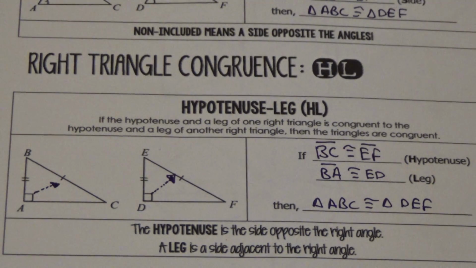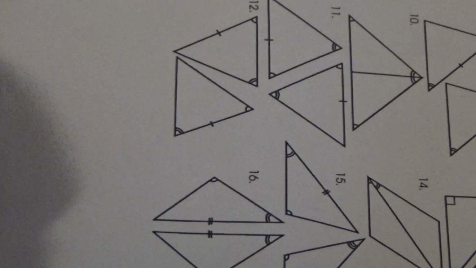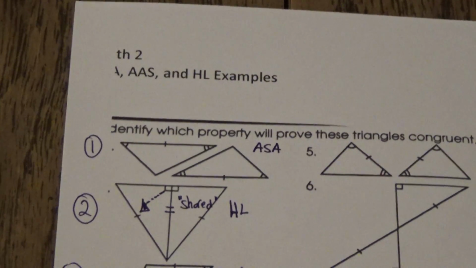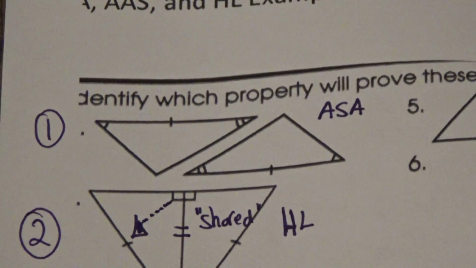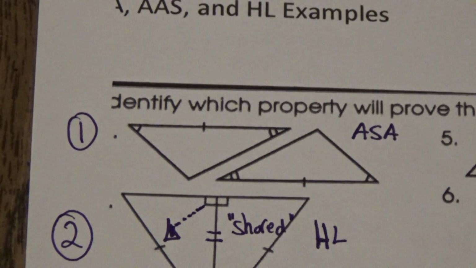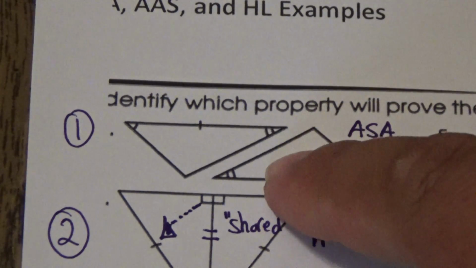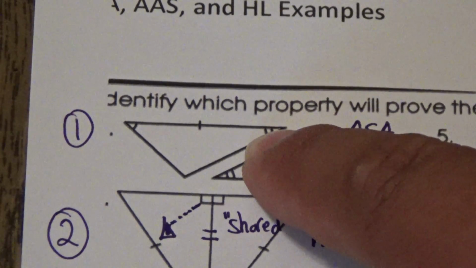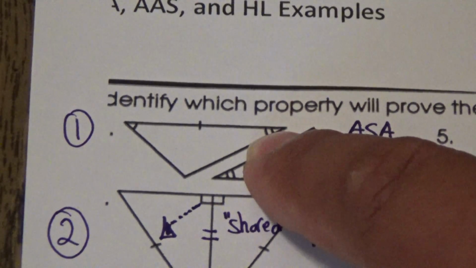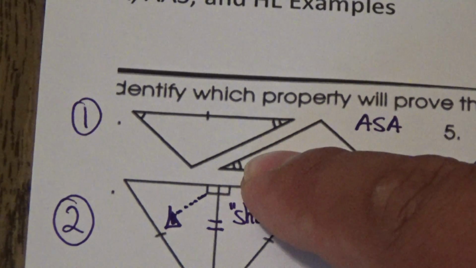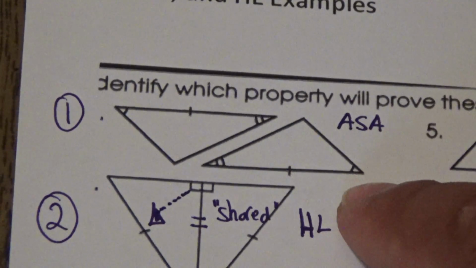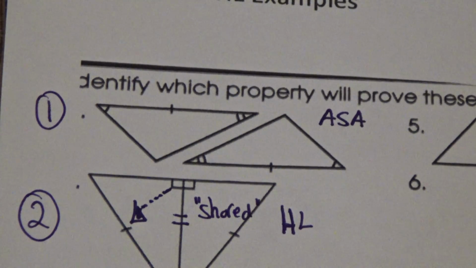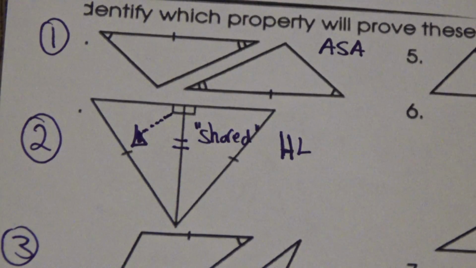Alright, so let's check out a couple of examples. Let's see. The first one here is congruent by angle side angle. This is the back of your notes. Number one, you have an angle, you have a side, you have another angle marked. Again, it has to be consecutive. Angle, side, angle. So we can prove number 1 by angle side angle. The next one, number 2, I can prove it by HL.